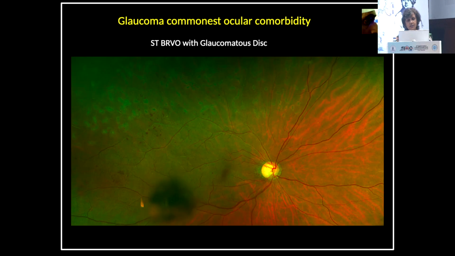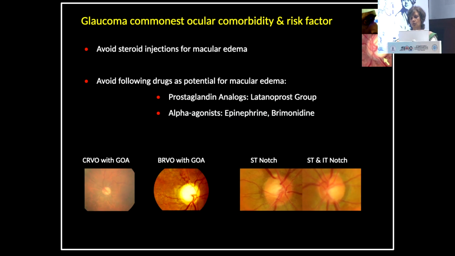Now, when we examine the eye, the most common ocular comorbidity and risk factor for causing retinal vein occlusion is glaucoma. So look at the disc very carefully. It's very easy to miss early changes. And avoid steroid injections for the macular edema associated with RVO because IOP may rise. And likewise, for managing glaucoma, avoid the use of prostaglandin analogs and alpha agonists because these can increase the risk of recurrent macular edema with RVO.